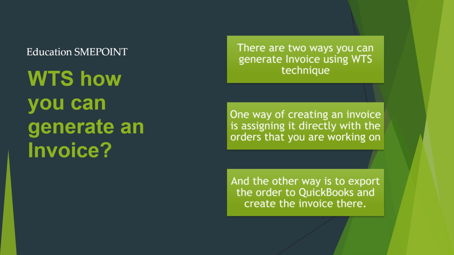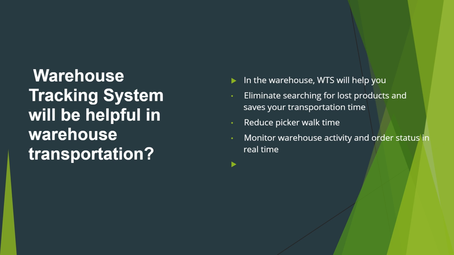WTS. How can you generate an invoice? There are 2 ways you can generate an invoice using WTS. One way is assigning it directly with the orders that you are working on, and the other way is to export the order to QuickBooks and create the invoice there. How will a warehouse tracking system be helpful in warehouse transportation? In the warehouse, WTS will help you eliminate searching for lost products, save transportation time, reduce pick or walk time, and monitor warehouse activity and order status in real time.